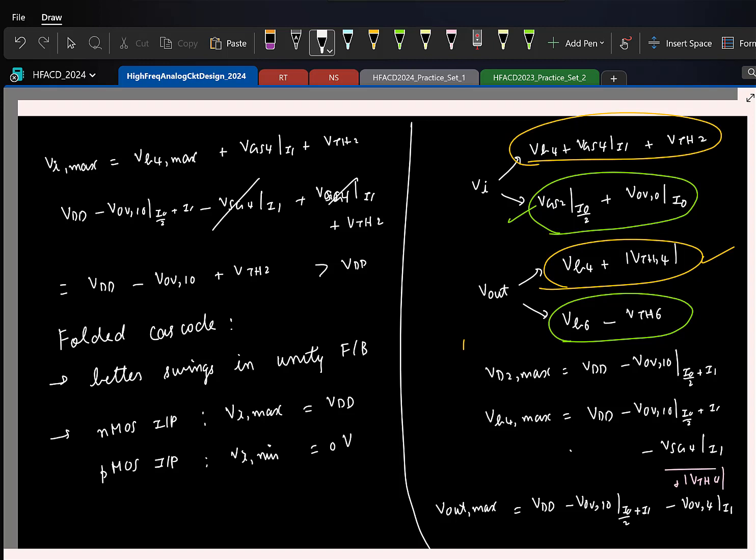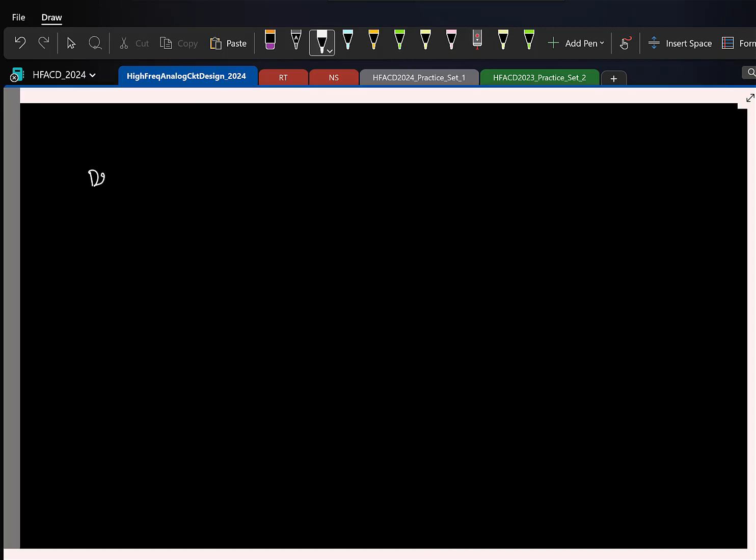So I'll stop here. What you guys do is, before next class, try to draw the circuit with the PMOS input. The same thing, PMOS will be the common source, NMOS will be common gate, and find the minimum input common mode, and you'll find that this can be equal to 0 volts.